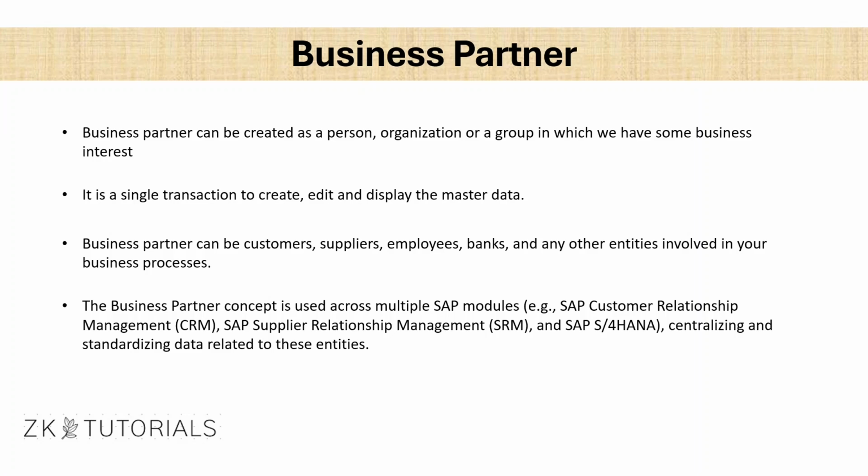Example, SAP Customer Relationship Management. In short form, it is called as CRM. And another module which is called as SAP Supplier Relationship Management. The module is SRM and SAP S4HANA, centralizing and standardizing data related to these entities.